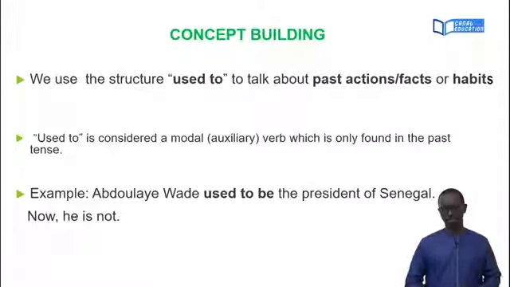Example, you know Abdoulaye Wade. And who is Abdoulaye Wade? Guess? Okay, he was the president of Senegal. So if you want to use the structure with it, you said, tell me. Okay, Abdoulaye Wade used to be the president of Senegal, but now he is not. I repeat, Abdoulaye Wade used to be the president of Senegal, now he is not. Let's see more about the structure now.